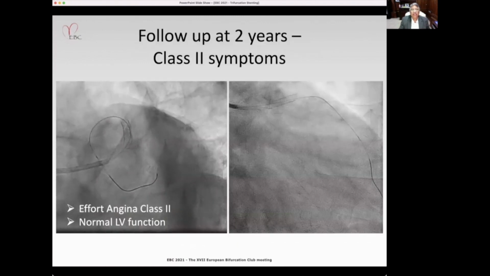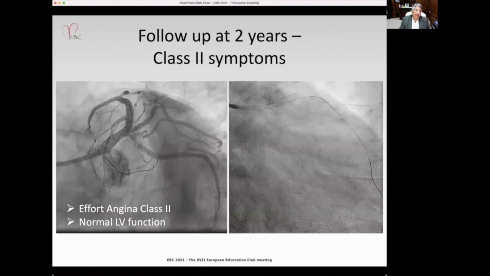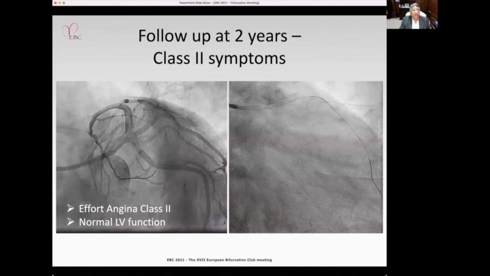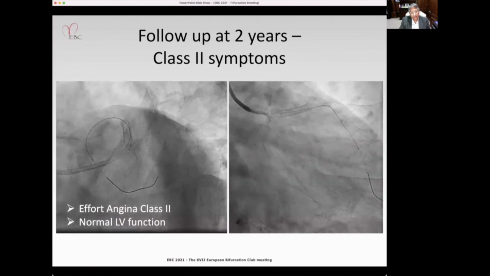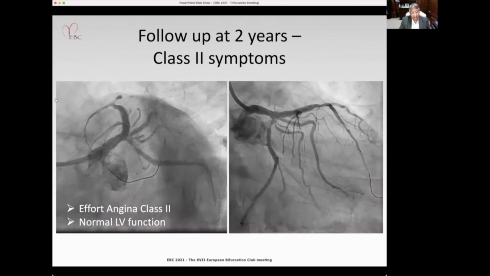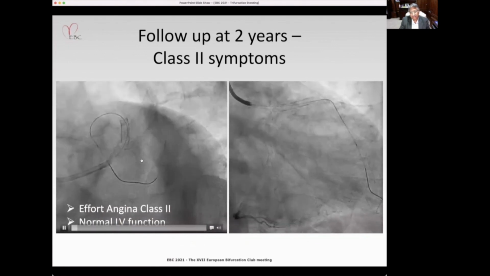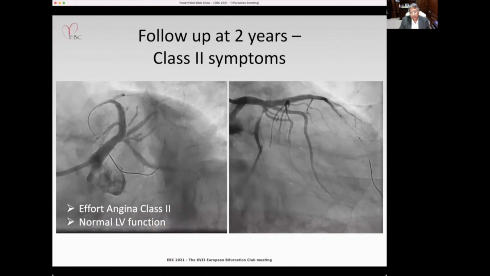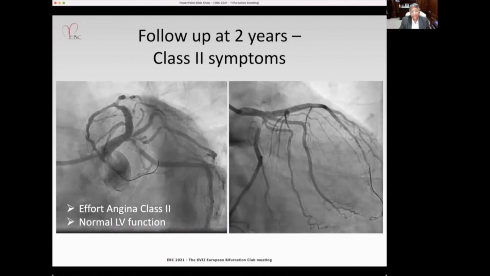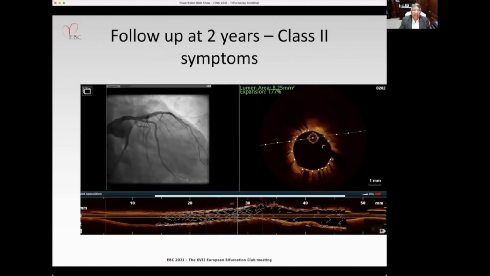However, 2 years later, he came back, now with class 2 symptoms. And this is what the angio shows. We have got an ISR that's involving the ramus ostium and the circumflex. So what do you do at this point? We decided we're going to do another OCT. Now, this is what the OCT showed us.